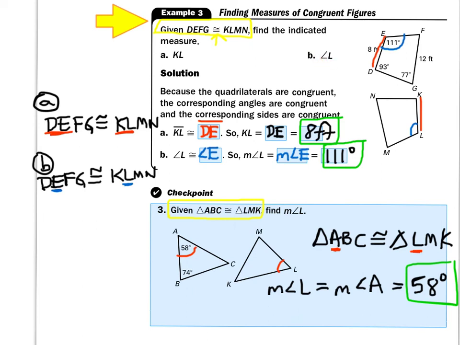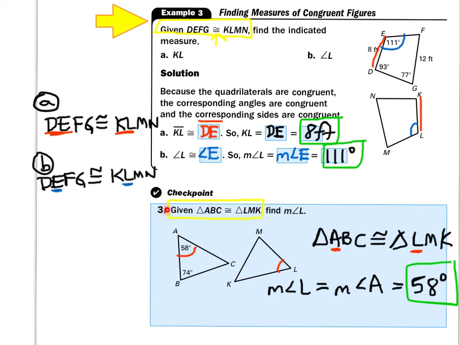They want us to find the measure of angle L. So the first thing I did was I wrote DEFG is congruent to KLMN. And then with my blue, I underlined the L, and I noticed that it's the second letter. So I found the second letter over here was E. So I know that angle L has to be congruent to angle E. So I marked angle L and I marked angle E. Well, the measure of angle L, that little m means the measure of. So the measure of angle L has to equal the measure of angle E, which they gave me is 111 degrees. So that's all I had to write.